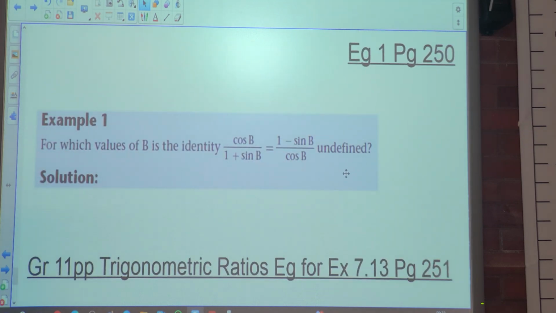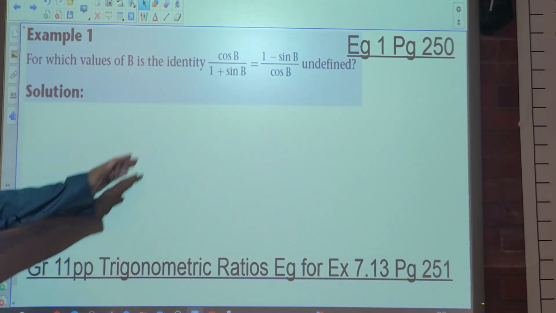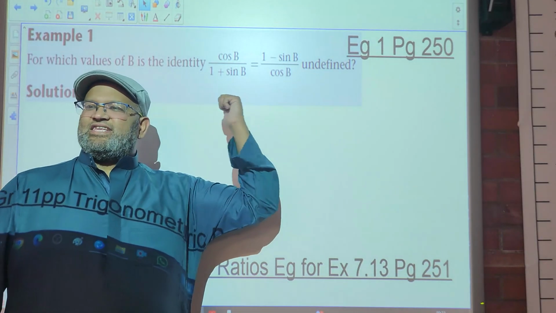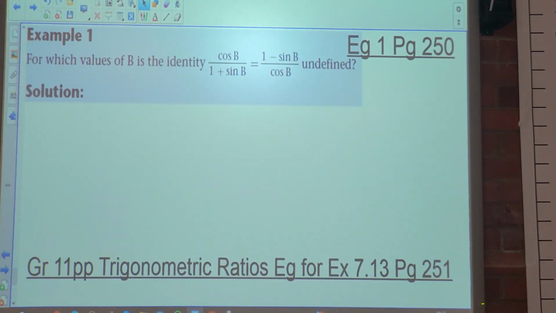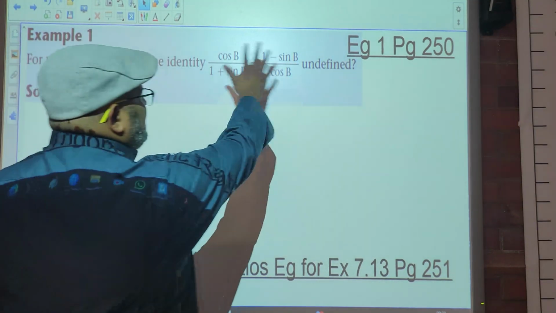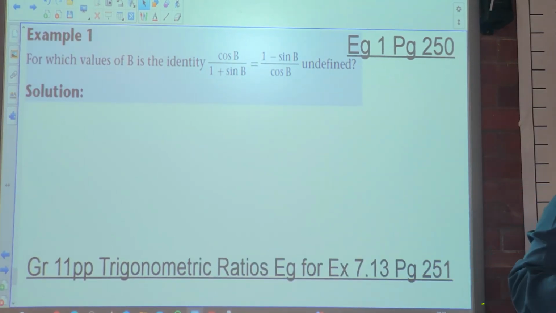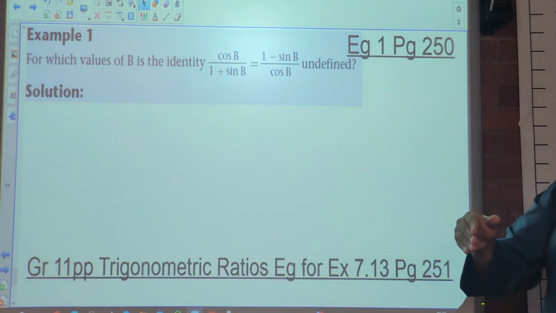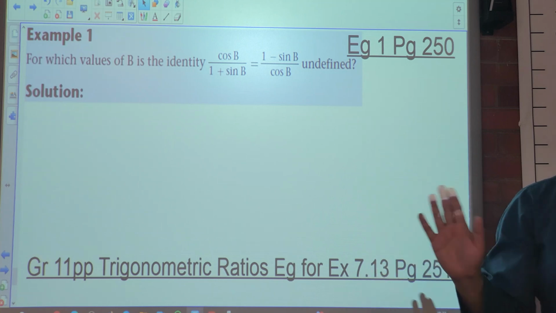Example 1 is on page 250. The question says, now here they're not asking us to prove this identity. We have proven this identity in 7.2, number 3. Okay? However, this question is, for which values of beta is the identity undefined? So firstly, is there a tan? No. Because if there's a tan, the first thing I would write down is beta is equal to 90 plus k times 180. Since there's no tan, I don't worry about that.